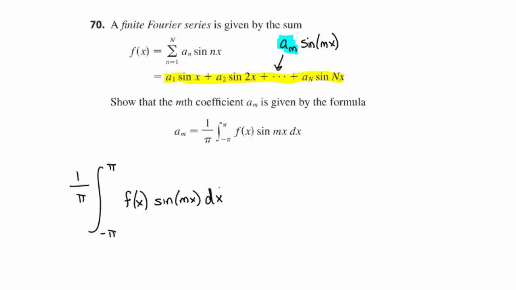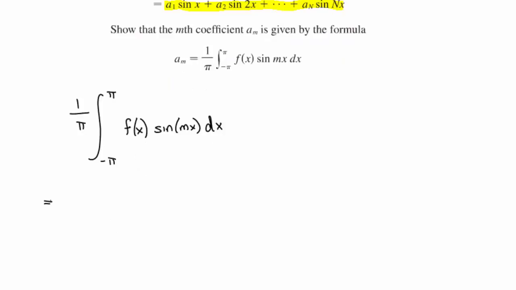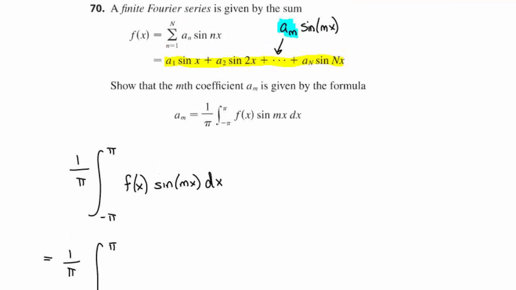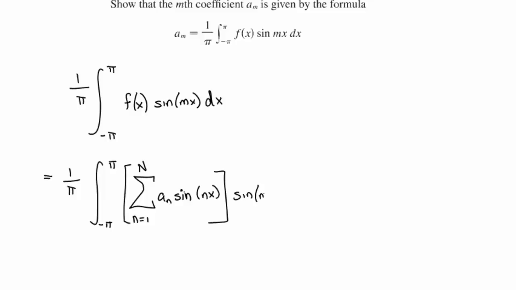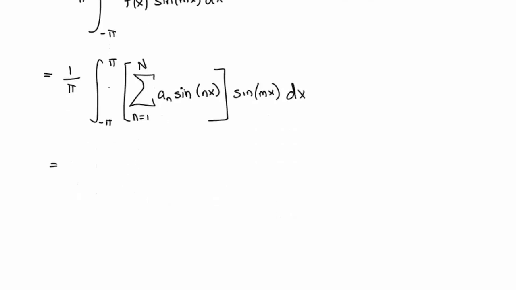It's pretty poorly worded, actually. So let's go ahead and say, well, this is equal to 1 over pi, the integral from negative pi to pi. F of x they gave us as that summation, so I'm going to write the summation down. Summation, little n equals 1, the index starting at 1, all the way to some large number, of a sub n sine, oops, it's supposed to be n right there, sine of nx. And that summation will multiply sine of mx, dx.